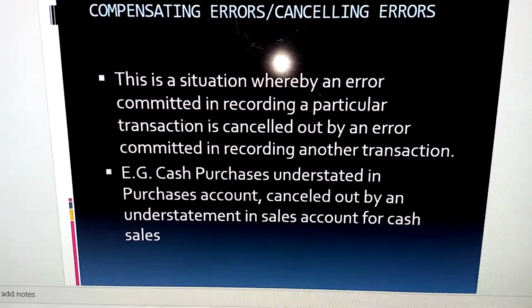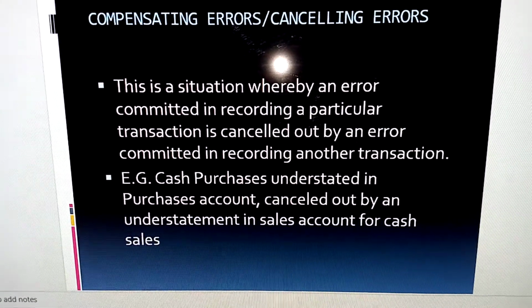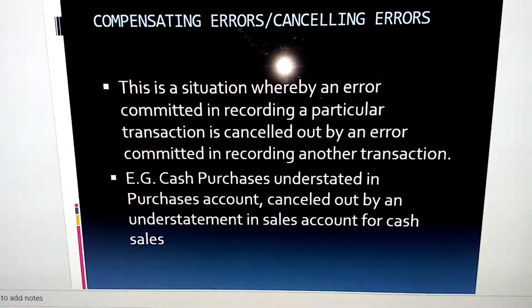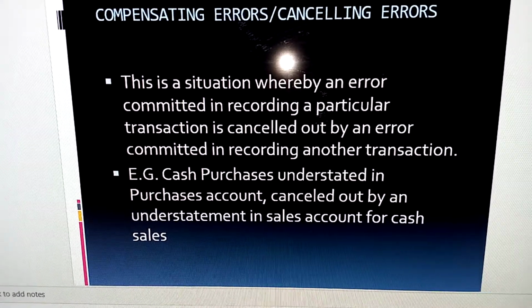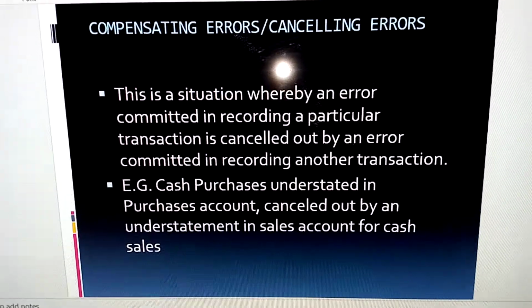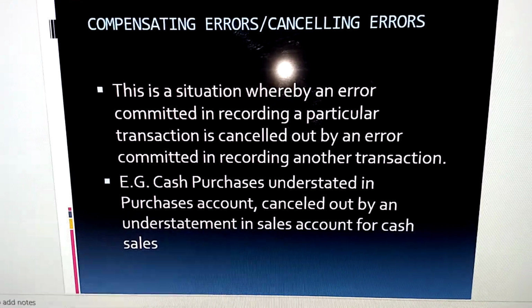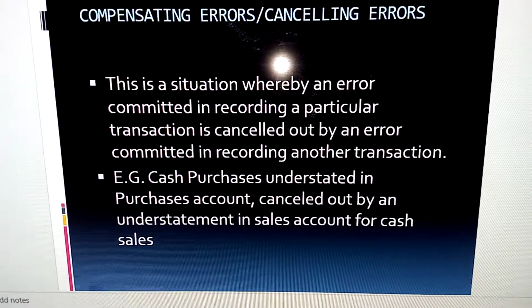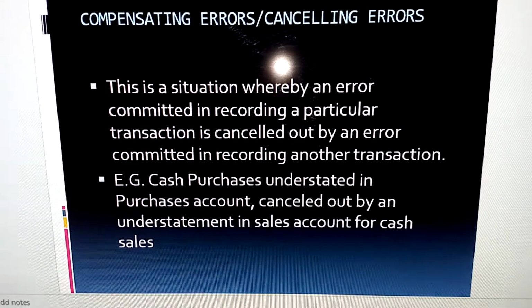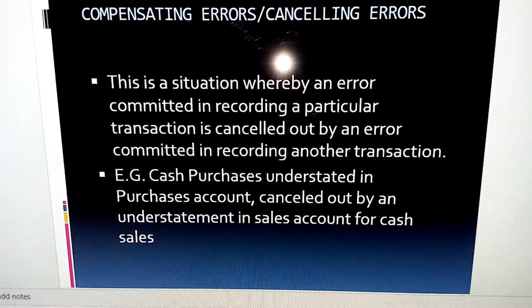For instance, cash purchases. We have two accounts there, cash and purchases. Now, if I understate the value in the purchases account, that's an error in the first transaction. Now, we have sales for cash. That will be cash and sales. If I understate the value in the sales account again, it means that the error in the second transaction, which is sales and cash, is cancelled by the error in the first transaction, which is cash and purchases. Such kind of error is what we call compensating errors.